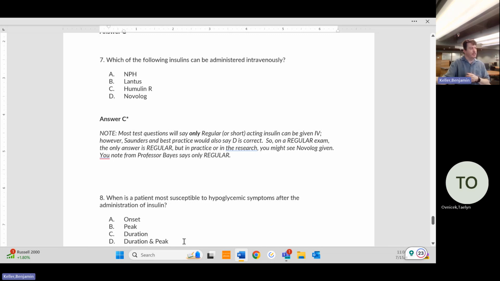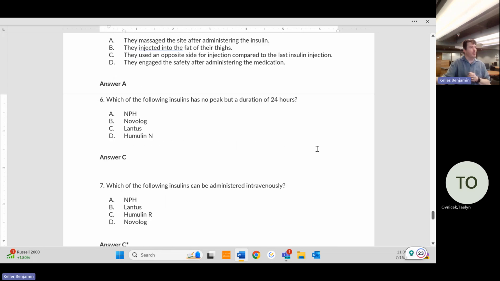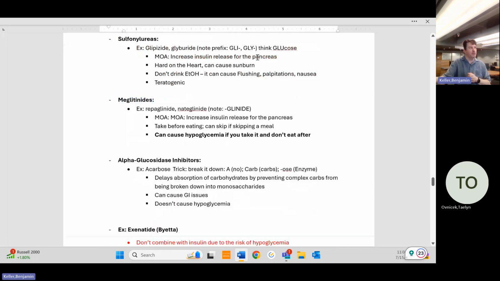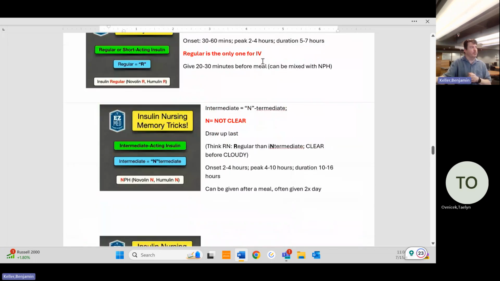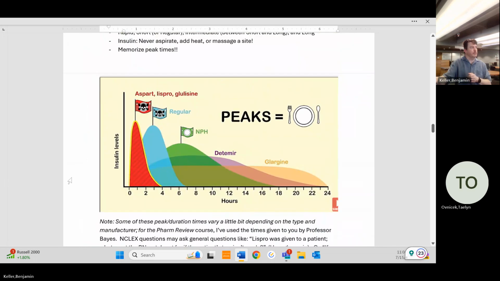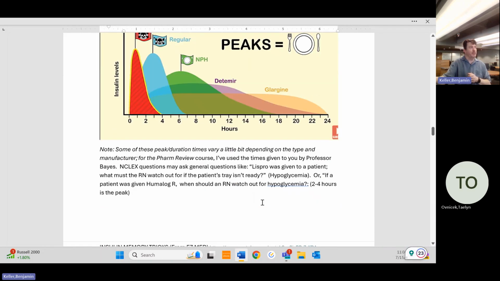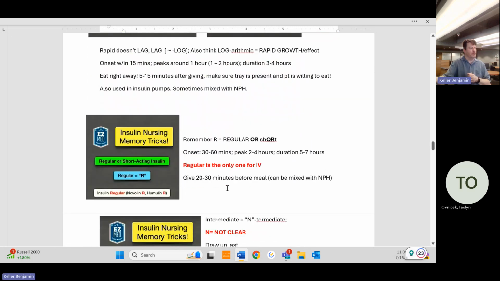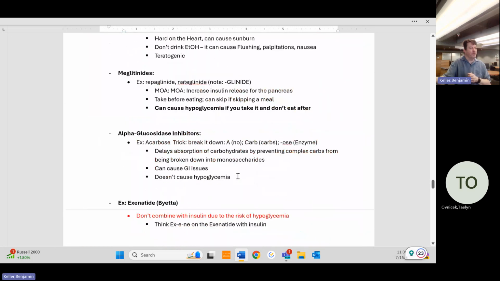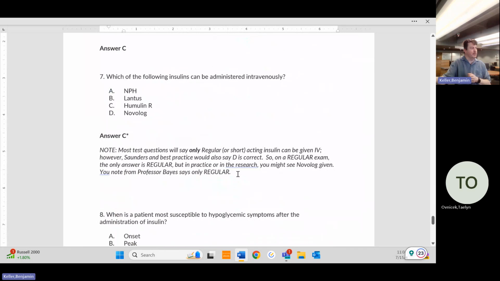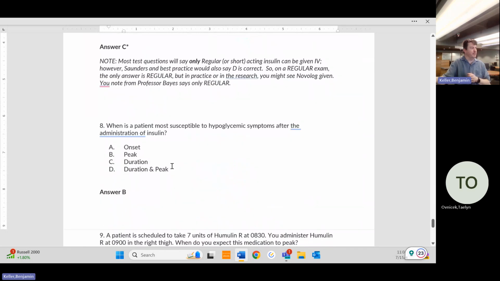I don't really like it. So what does that one simple nursing image look like? I'm going to go all the way back up to this. It's such a good slide. All the way up here. When do we need to worry about it? When it peaks. That's why these slides are up here, you need to know these. Peaks. That's when you're going to be most at risk for hypoglycemia, when it peaks. So the answer is B.